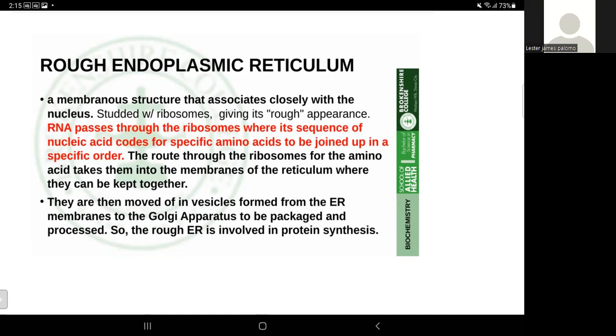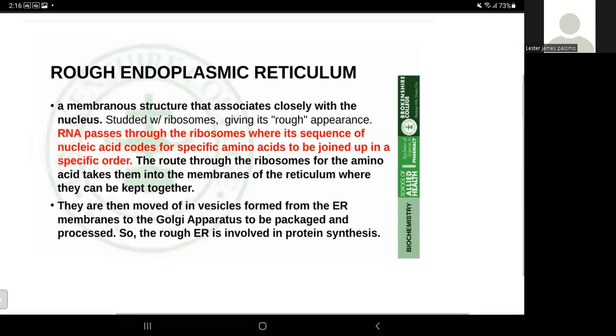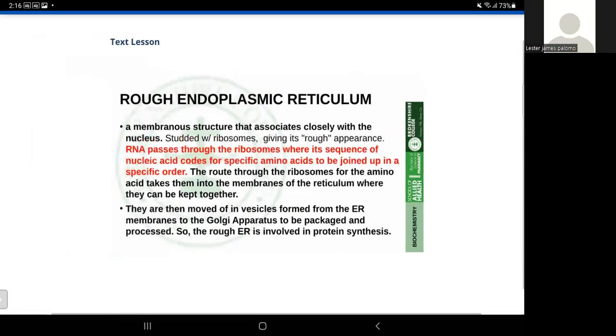Any answers? Lipid, sir. Okay, lipid synthesis. Very good. Lipid synthesis or fat synthesis, no?